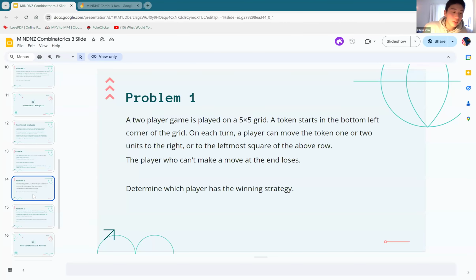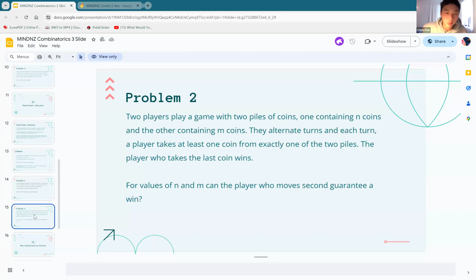Cool. Yeah, nice strategy there. And we have problem 2 here. Oh, this one's quite a classic one as well.